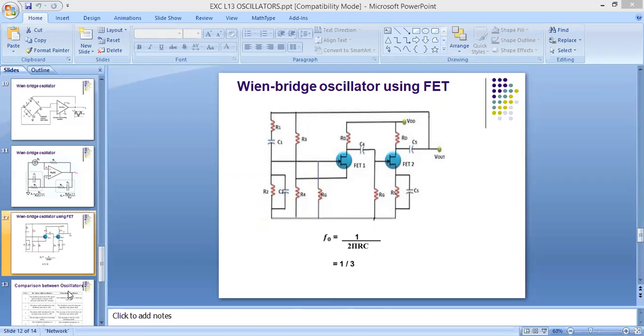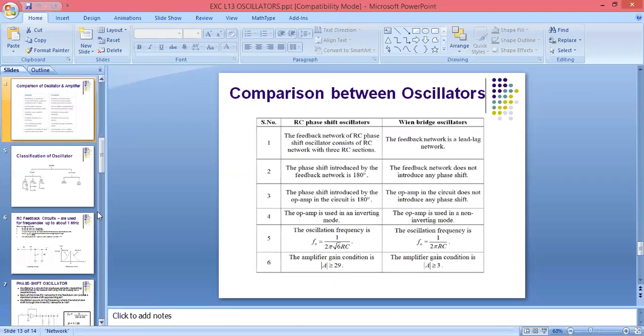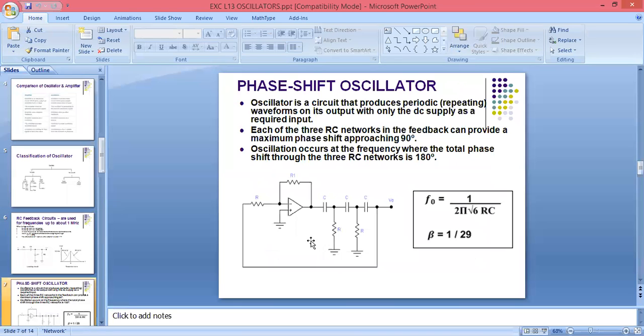Now we can see the differences between oscillators. We have seen the RC phase shift oscillator, we have seen the Wien bridge. In the RC phase shift network, we are using 3 sections of RC. What were we doing there? We are using 3 sections of RC.